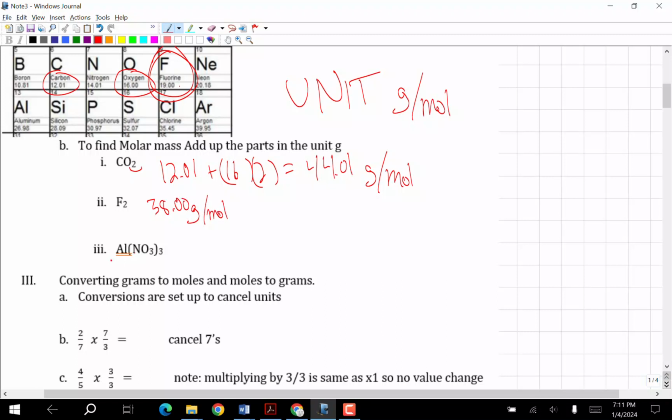Okay, this one's a little bit harder. Aluminum is 26.98. Aluminum. Nitrogen. So I have 3 nitrogens. 3 times 14.01 plus 3 times 3 is 9. 9 times 16.